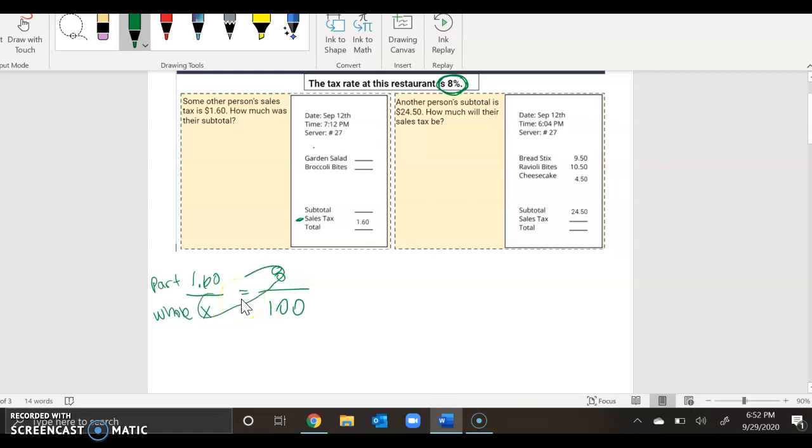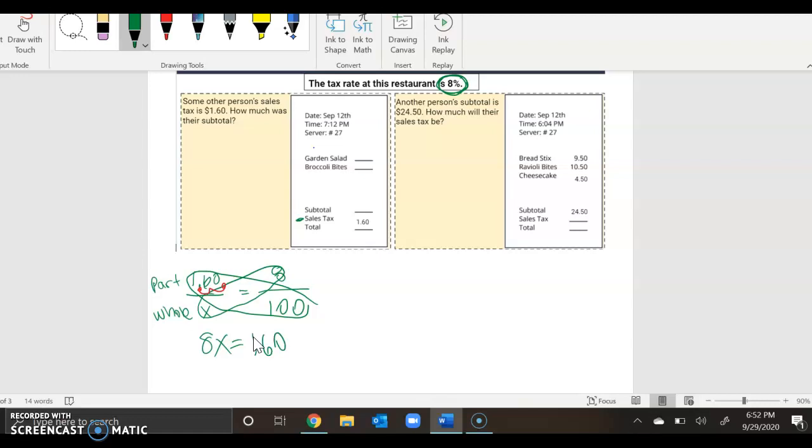We cross multiply. 8 times x is 8x. $1.60 times 100. Now, whenever we multiply and divide by 100, we have a shortcut. When I multiply, my numbers usually get bigger, and 100 has 2 zeros on it. So all that means when I multiply by 100 is I'm going to move my decimal 2 places to the right. So 8x is now equal to 160.